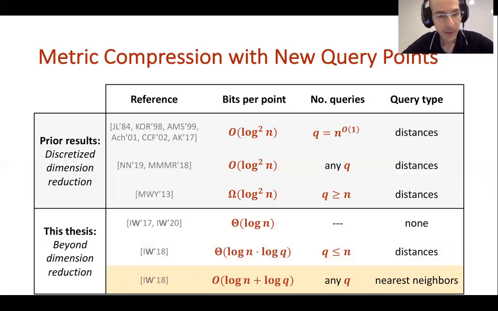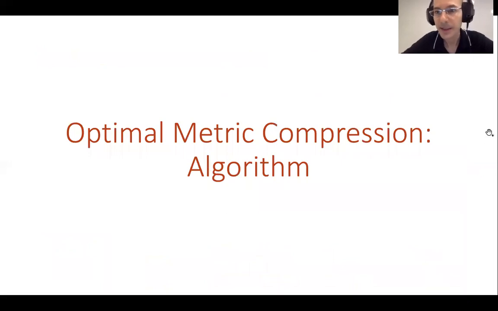Okay, so this is all I wanted to say about the results, and I'm going to move on to describing the algorithm, unless there are any questions meanwhile about the introduction.